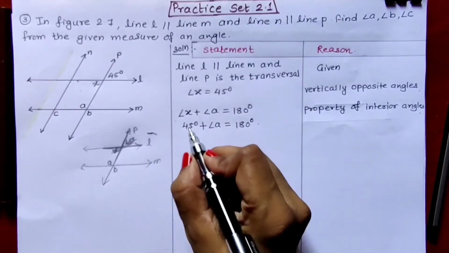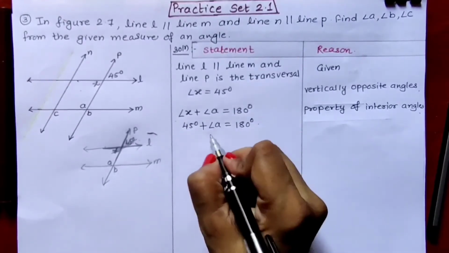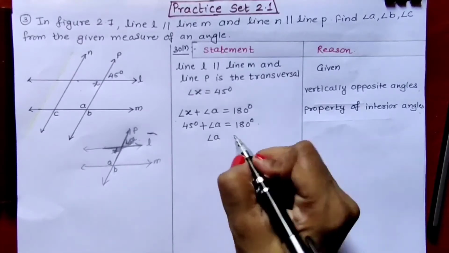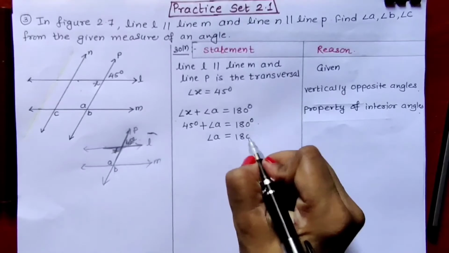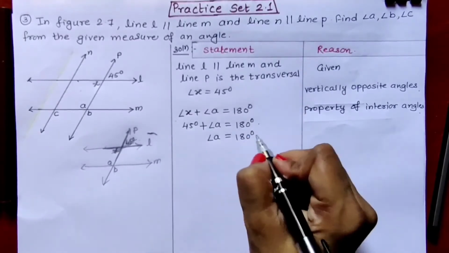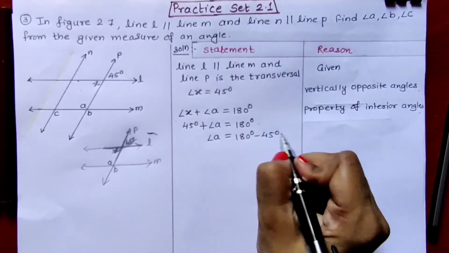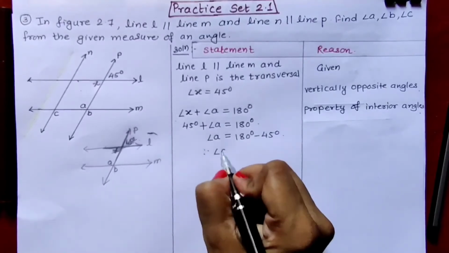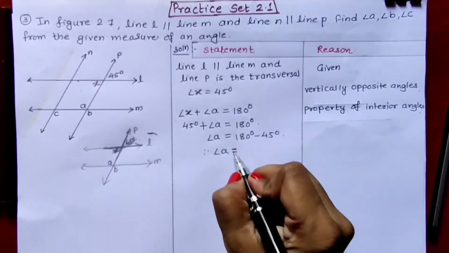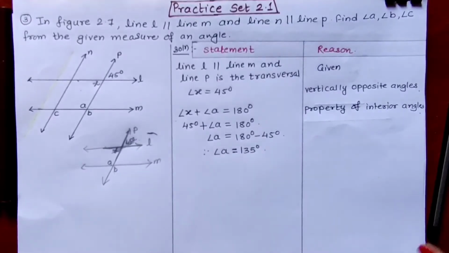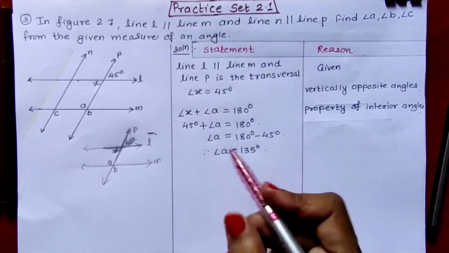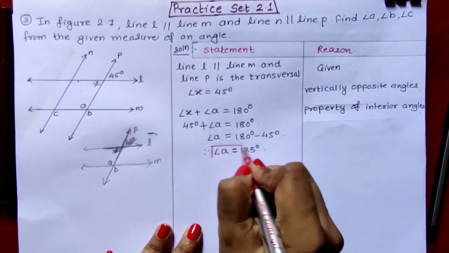This 45 we can transfer from the left hand side to the right hand side. A as it is we write on the left hand side, equal to sign below, 180 degree below. Only 45 we are going to transfer, it becomes minus 45. So therefore A is equal to, we will be getting 135 degree. 180 minus 45 will be 135.